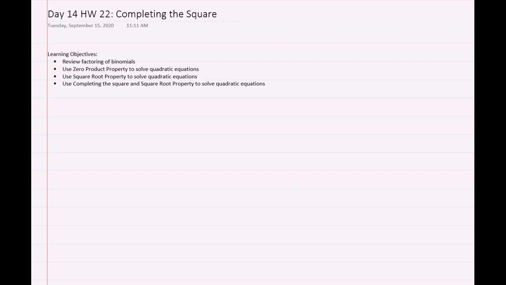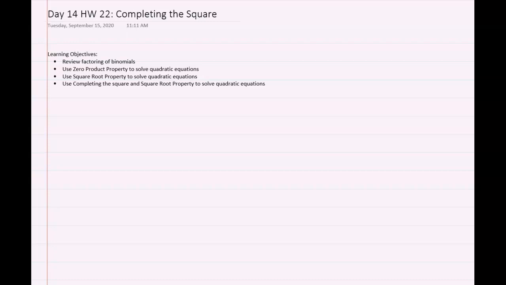This video will review factoring of binomials, and in particular, use that factoring of binomials and the zero product property to solve quadratic equations, particular types of quadratic equations. Use the square root property to solve quadratic equations, as well as to use completing the square along with the square root property to solve quadratic equations.